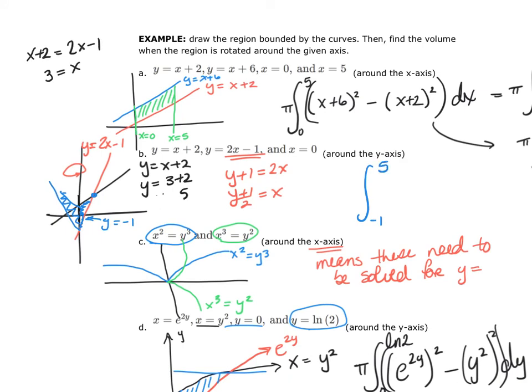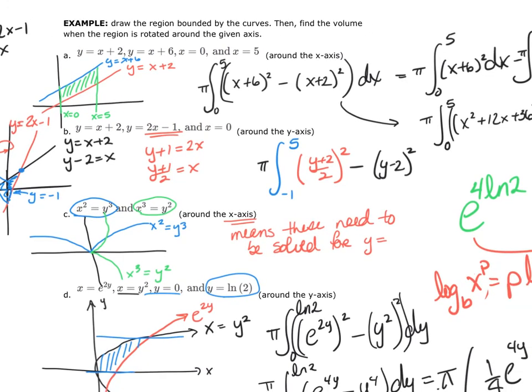Now I know I'm going kind of fast and I apologize. I just want to finish the setup before we finish for today, and I'm already over time. So I solve for y on this second one here, and so y minus 2 is equal to x, or solve for x. And so when I set this up, it will be my upper one, y plus 2 squared over 2 squared. And then it's going to be minus my y minus 2 squared. Don't forget your pi. And then let me erase some of this stuff. dy.